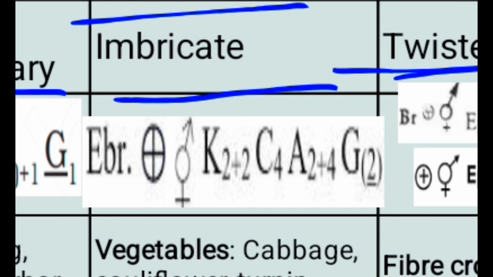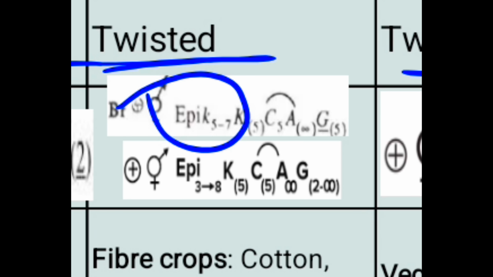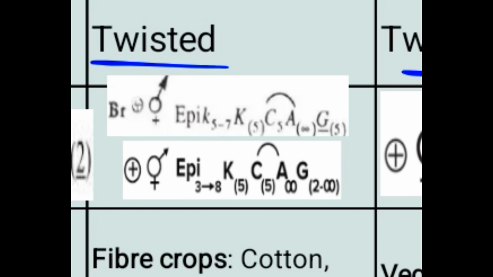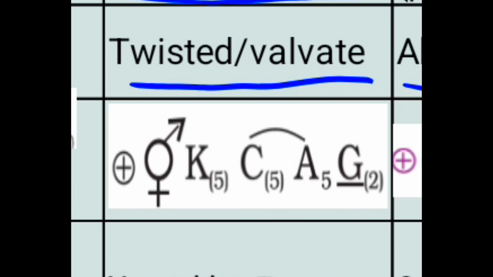Ebracteate means no bracts. Plus means radial symmetry, bisexual, K2+2, C4, A2 plus 4 condition. In Malvaceae we see epicalyx condition. Solanaceae: we have radial symmetry, bisexual flowers. Calyx is 5 and fused condition.